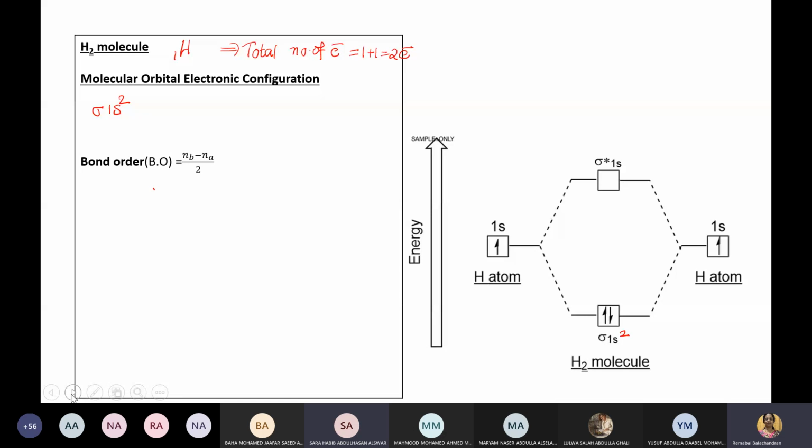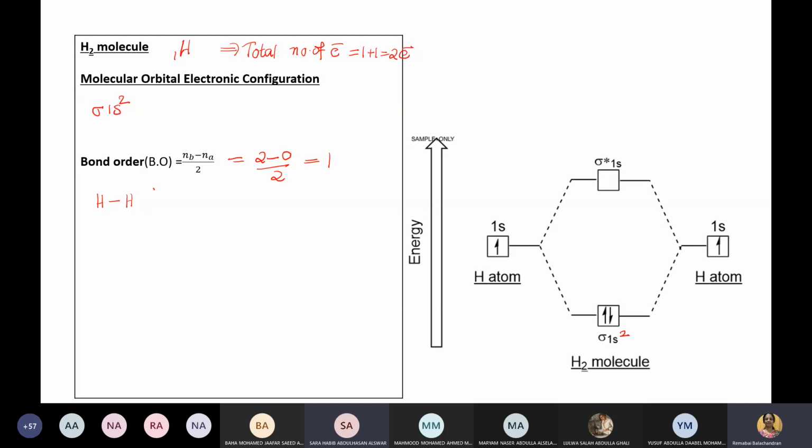Okay, so now here, bond order is Nb minus Na over 2. So it is 2 minus 0, there is no electron in antibonding, over 2. So it is equal to 1. Do you know the meaning of this? Bond order 1 means there is one bond between atoms.